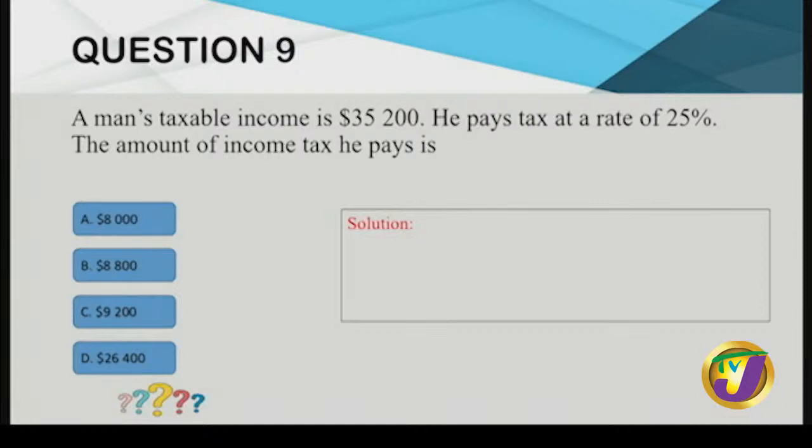And we can always check. Let's find 25% of 35,200. So my answer was correct. $8,800. Awesome. So that was quick checking based on what we know about percentages, fractions, and decimals.